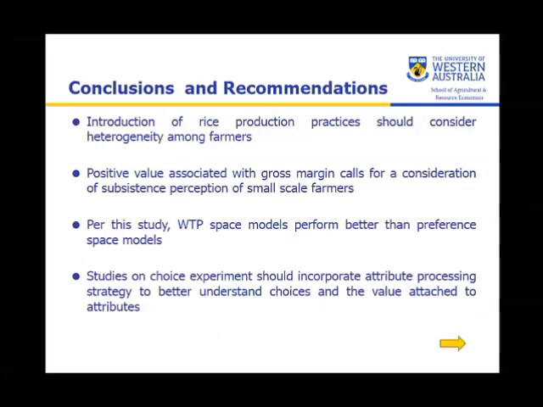So let me quickly conclude. Of course, I have said most of these things already. We are saying that farmers associate positive value with gross margin. And as per our study, of course, we find WTP space and preference space models as better. And studies on choice experiments should also incorporate attribute processing strategy, such as non-attendance.